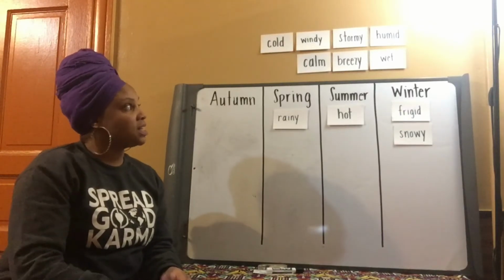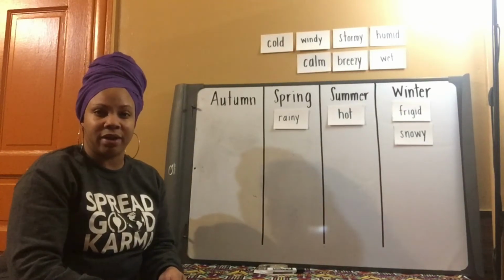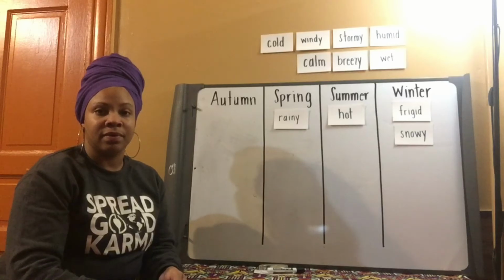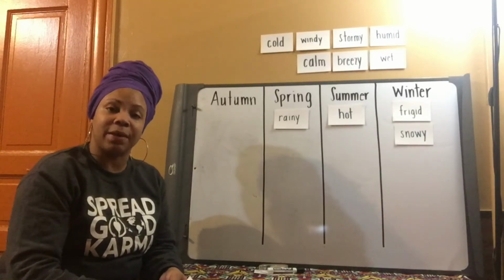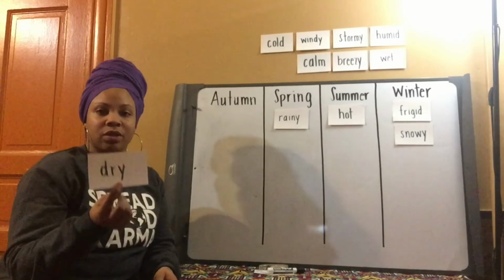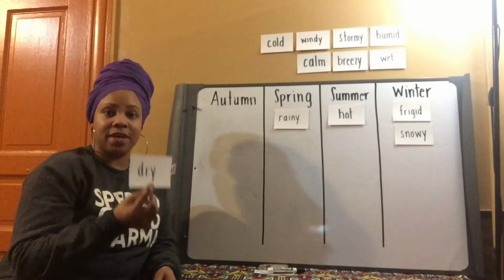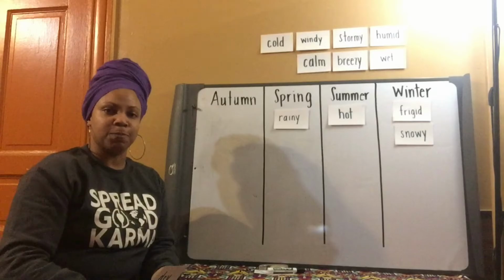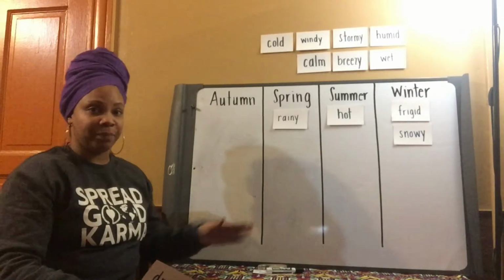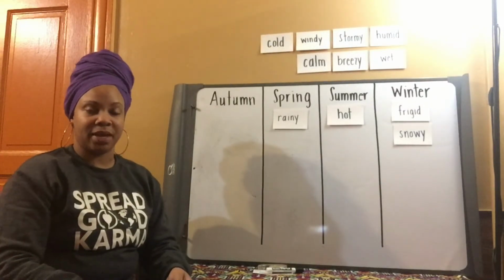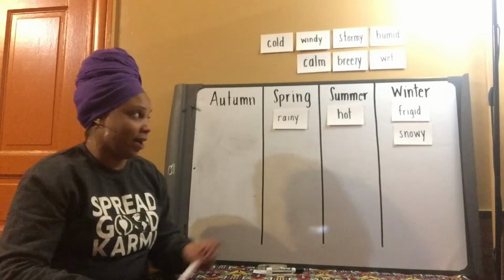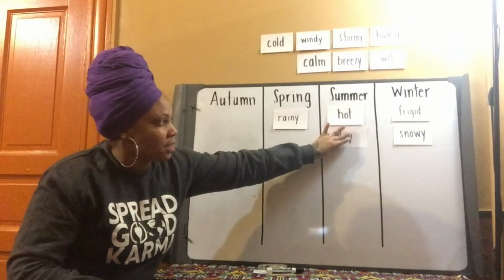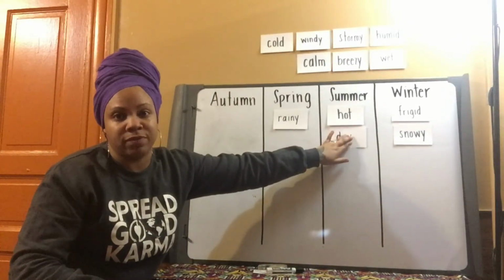Are there any other seasons where we experience dry weather? Very good. In the summer, some people might describe the weather for summer as dry. So this is one of those adjectives that can fit in more than one season. So go ahead and write that for autumn and write it for summer. All right, and I'm just going to stick it up here with summer. I think summer would be the season with the driest weather.